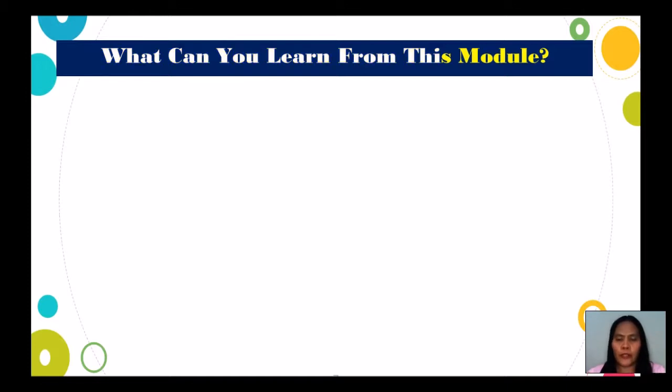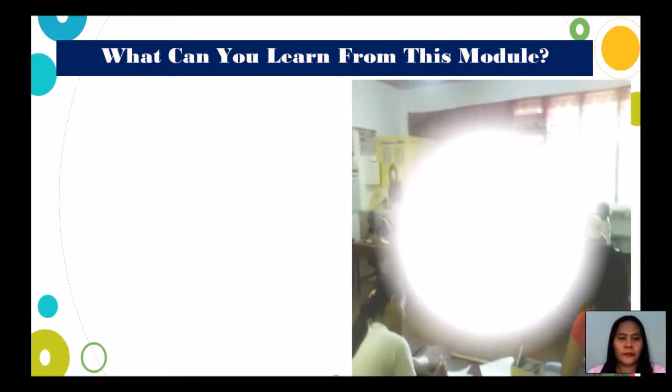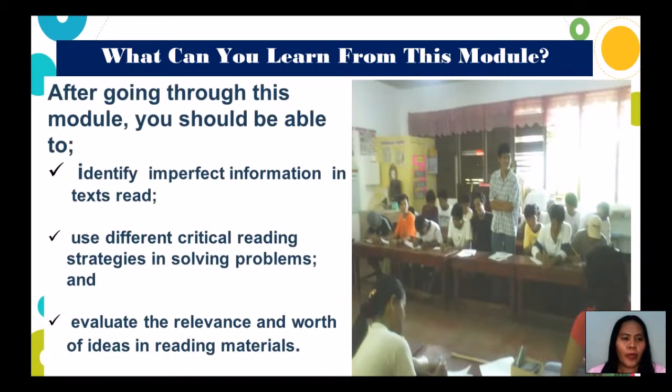What can you learn from this module? After going through this module, you should be able to identify the imperfect information in text read, use different critical reading strategies in solving problems, and evaluate the relevance and worth of ideas in reading materials.